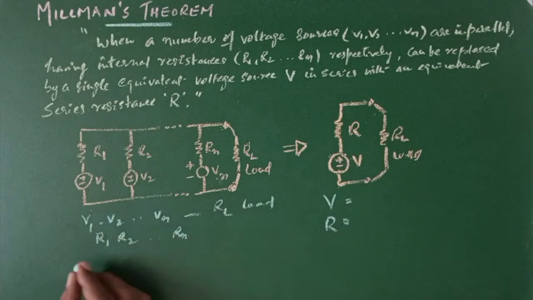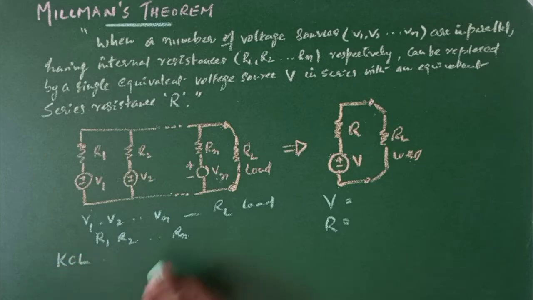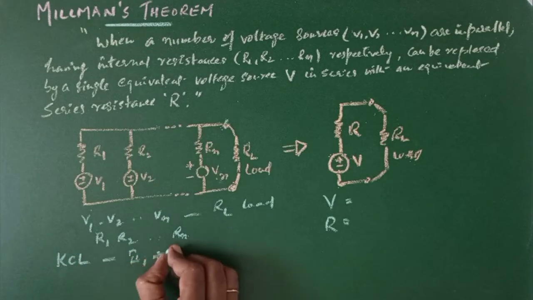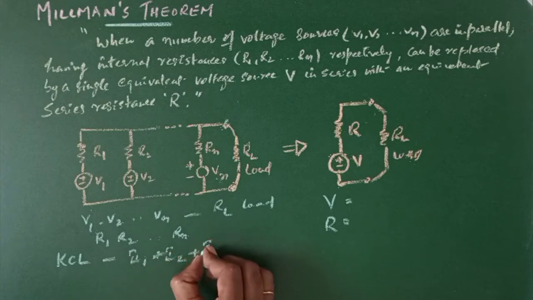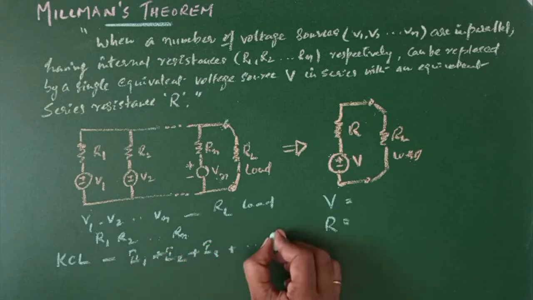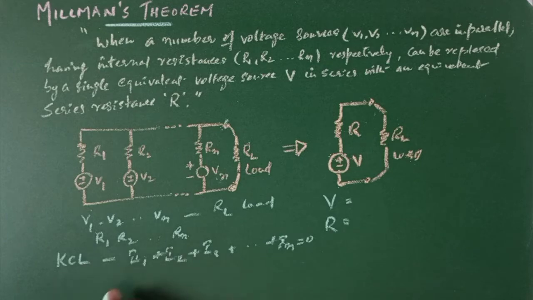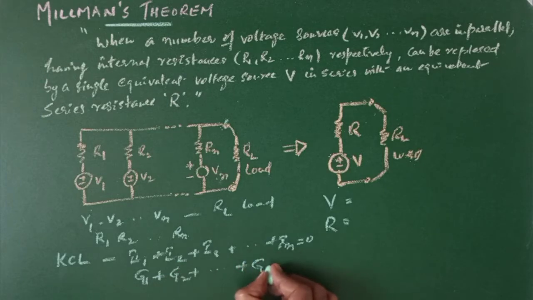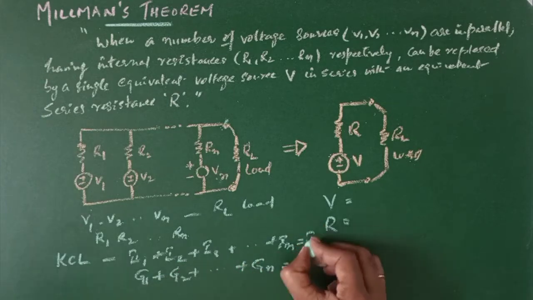Then, since this is a parallel circuit, we can apply KCL. At the load node, the currents I1 plus I2 plus I3 and so on up to In. Since it is a parallel network, we'll consider the conductance, that is G1 plus G2 and so on up to Gn equals G, the current I.